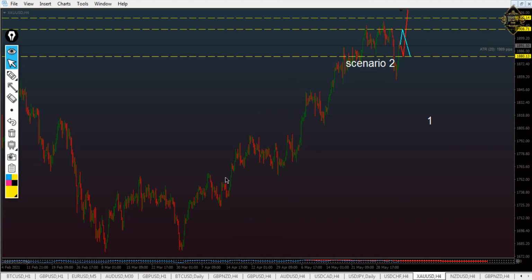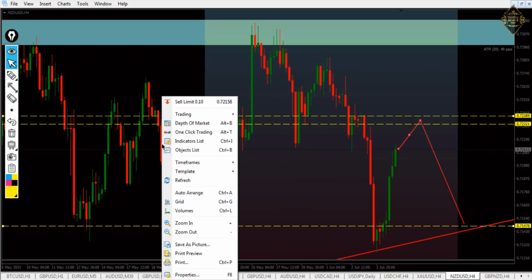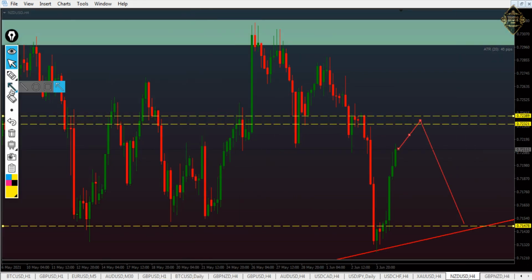The other pair we got is New Zealand USD, and our view for it, as we told you last week, is that it's going to fall down, and that's what happened. Then news happened again on Friday. So our view is that it will touch that zone here at 0.72389 or at 0.72321. Then from here it is going to fall down.